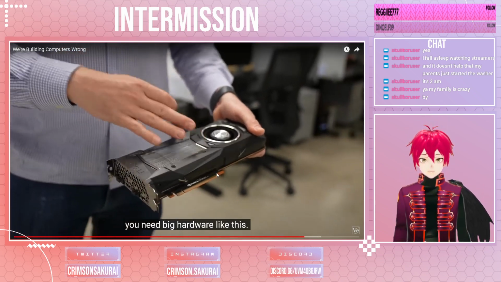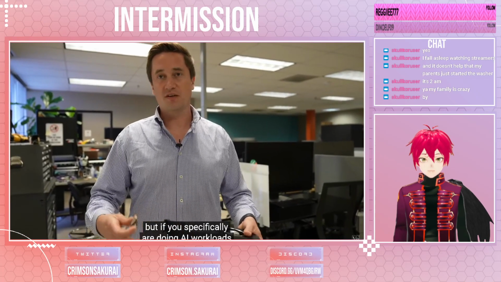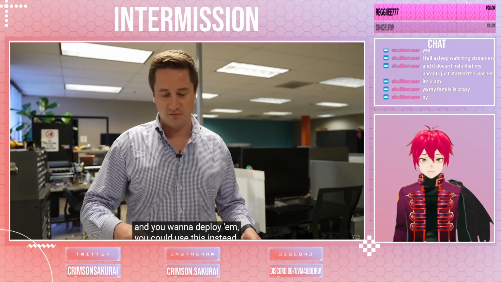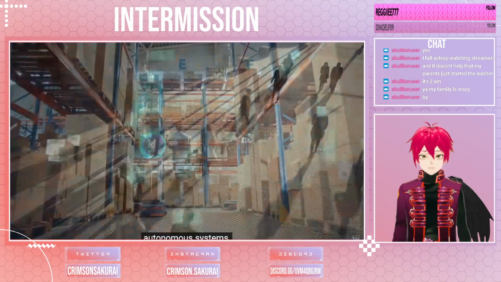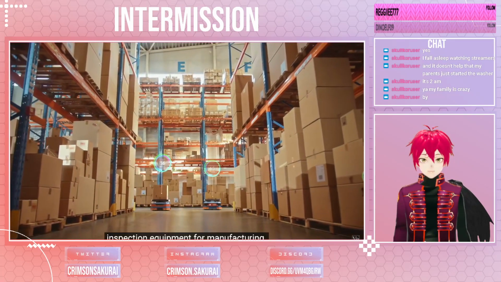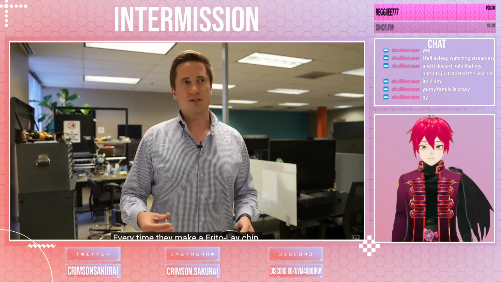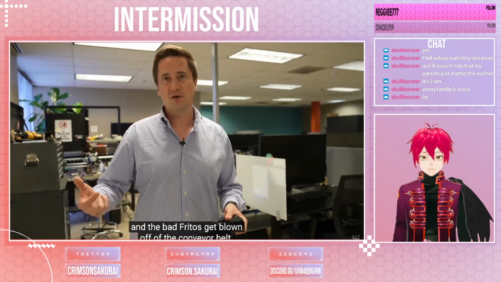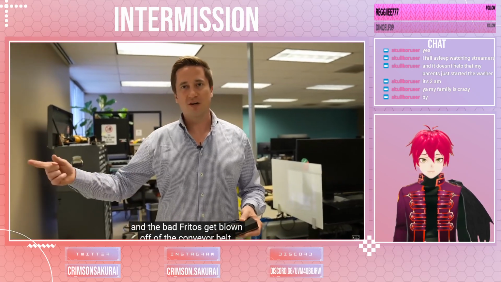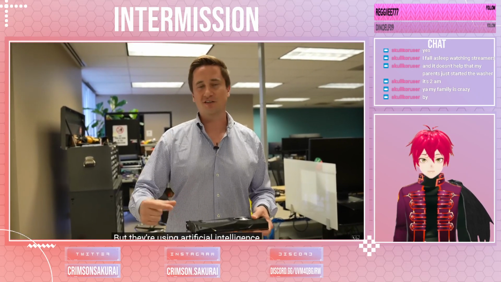Big hardware like this, you can just do all sorts of stuff on the GPU, but if you specifically are doing AI workloads and you want to deploy them, you could use this instead. You can imagine them in security cameras, autonomous systems, inspection equipment for manufacturing. Damn, AI is going to be smaller. Like a chip, they inspect it with a camera, and the bad Fritos get blown off of the conveyor belt. But they're using artificial intelligence to spot which Fritos are good and bad.